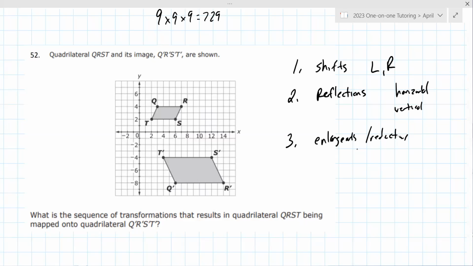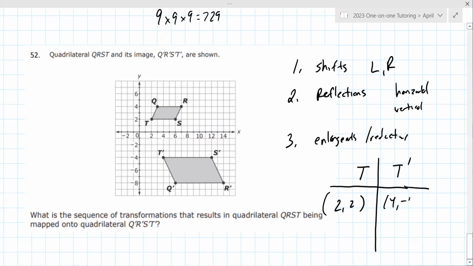Possibly shift, yeah. So the way to do this is to actually make a table of the points, T and T prime. So give me the ordered pair of T and T prime. T is 2, 2, and T prime is 4, 4. 4, -4. Yeah, so then probably not a shift. It looks like a dilation, which is the enlargement. Yeah, that's the key. That's the word. I didn't know if you'd seen that before. Right. Okay.